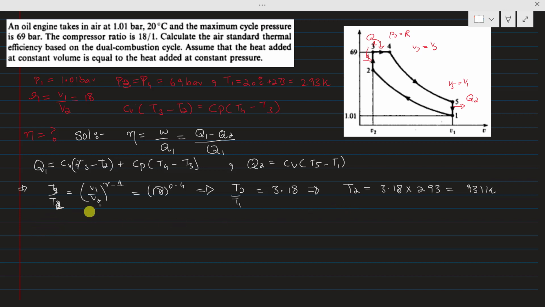Next, to find the temperature T3, we know the pressure, but we should know the pressure at P2. So P2 divided by P1 is equal to (V1 divided by V2) to the power gamma.